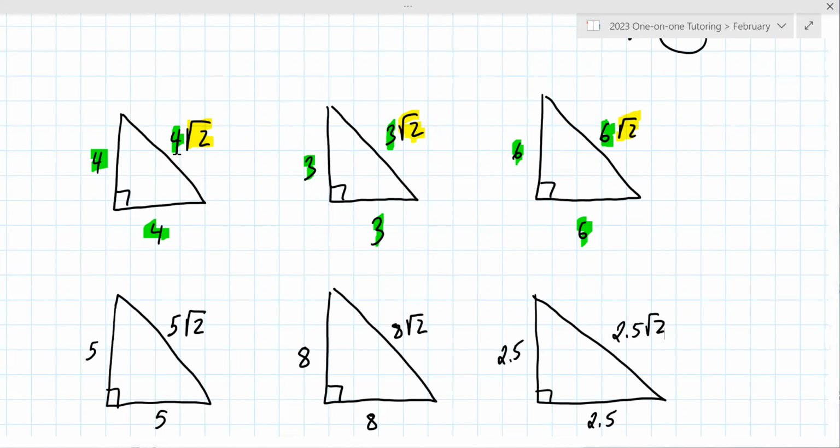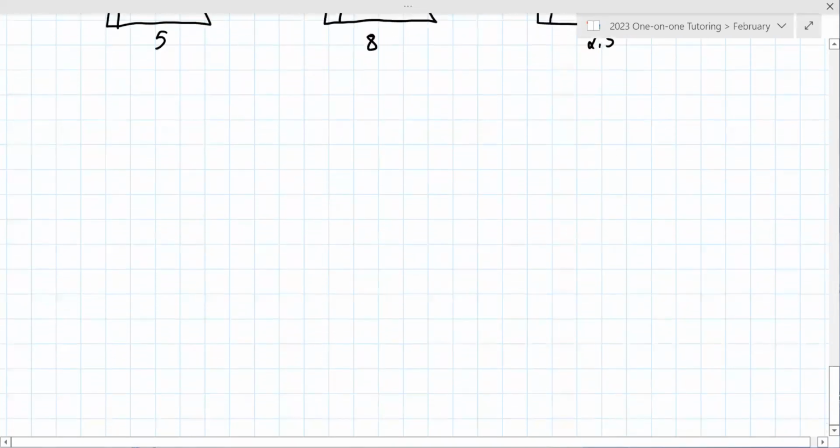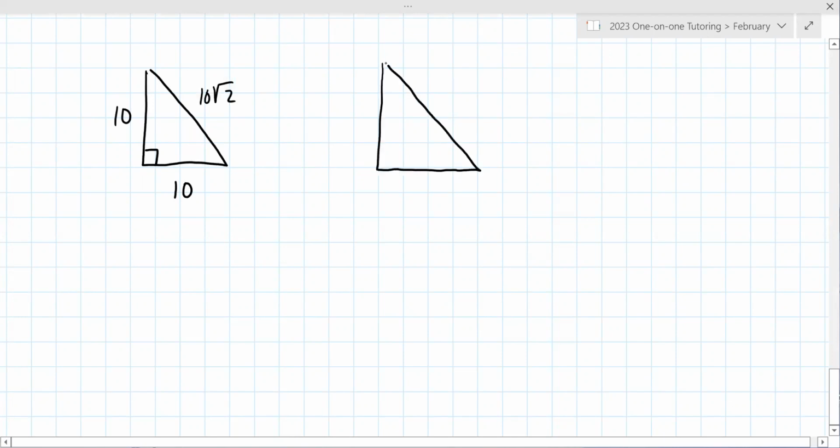Okay, here's a new problem for you to look at. Let's say the legs are 10 and 10. What is the hypotenuse? 10 square root of 2. Very good. Now this is the harder problem. Let's say I tell you that the hypotenuse is 16 square root of 2. What are the legs? 16 and 16. Very good.